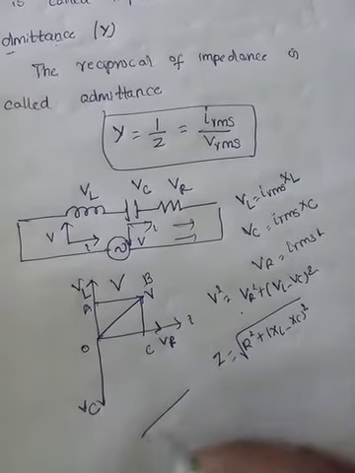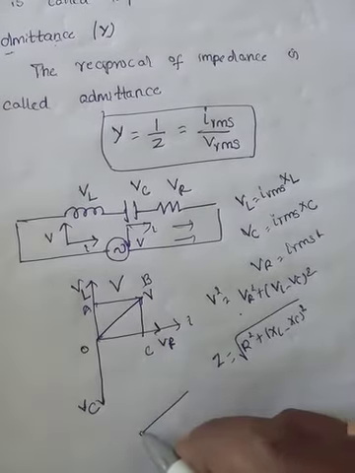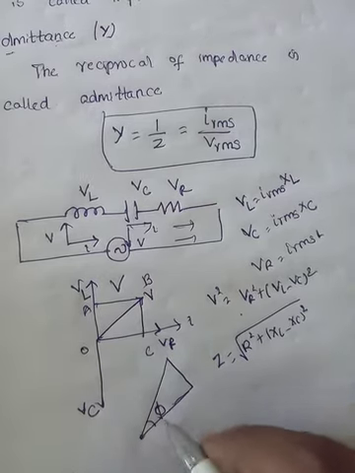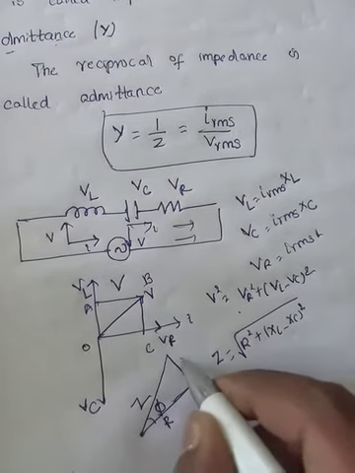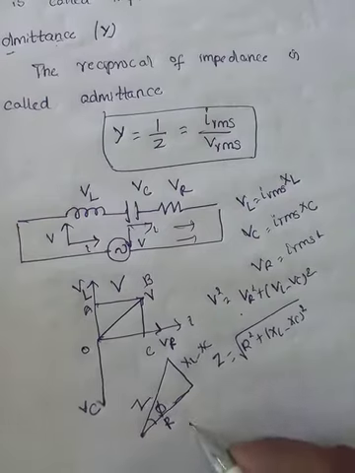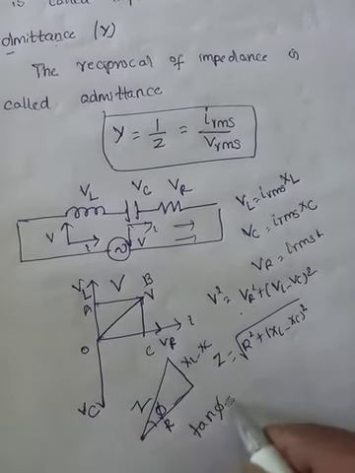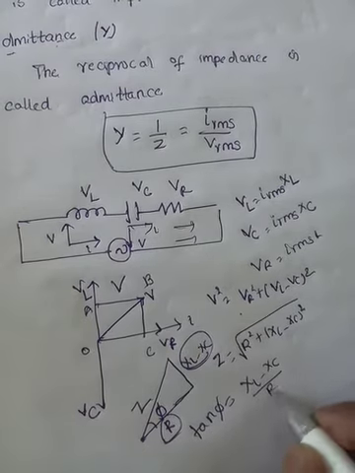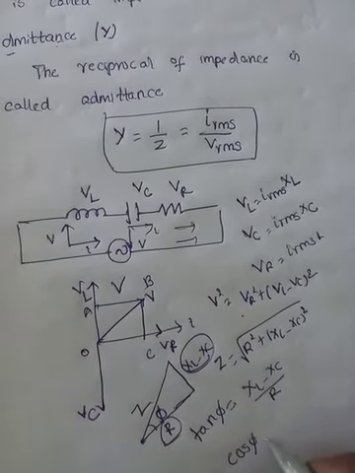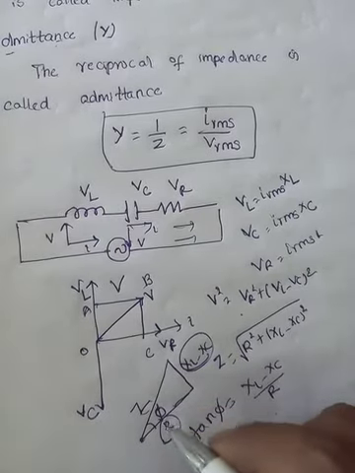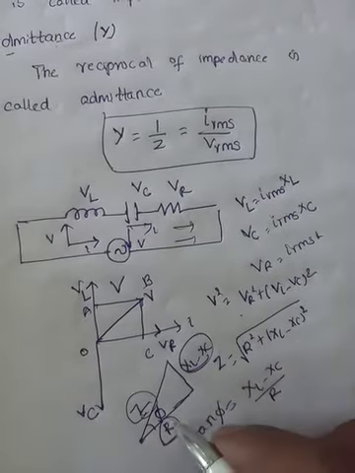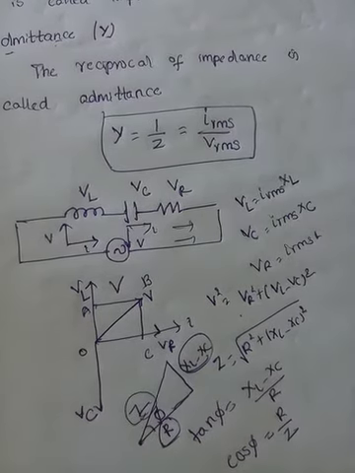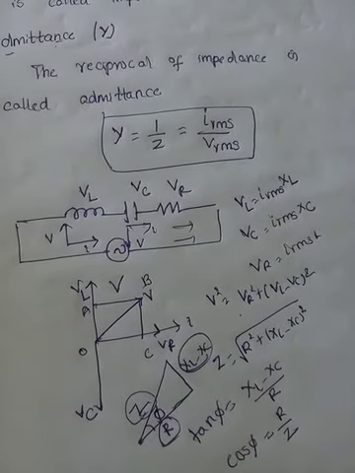If you draw the phasor diagram, this is the resultant, making angle phi. This is R, this is Z, this is XL minus XC. Tan phi is equal to opposite side by adjacent side, XL minus XC by R. Cos phi is called the power factor: adjacent side by hypotenuse, R by Z.